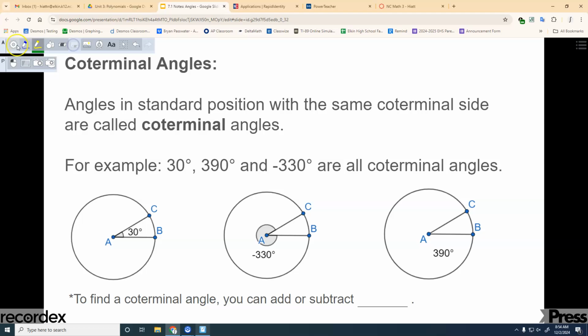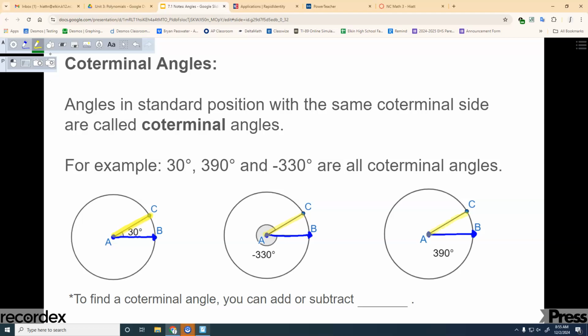Okay, so a big thing that we need to know about are coterminal angles. Your terminal side is where the angle stops. So for example here, on this first one, this is your initial ray. That is always on the positive x-axis. That's always going to look the same. Where the angle stops is called the terminal ray. So like AC is your terminal ray on all three of these.